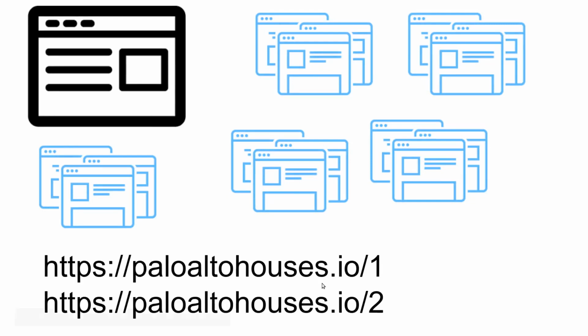For example, if we're running a real estate company called paloaltohouses.io, this is a fake URL, the details would be /1. This would be one details page. The next one would be /2. It would continue on until /100. So you would have 100 different URLs.